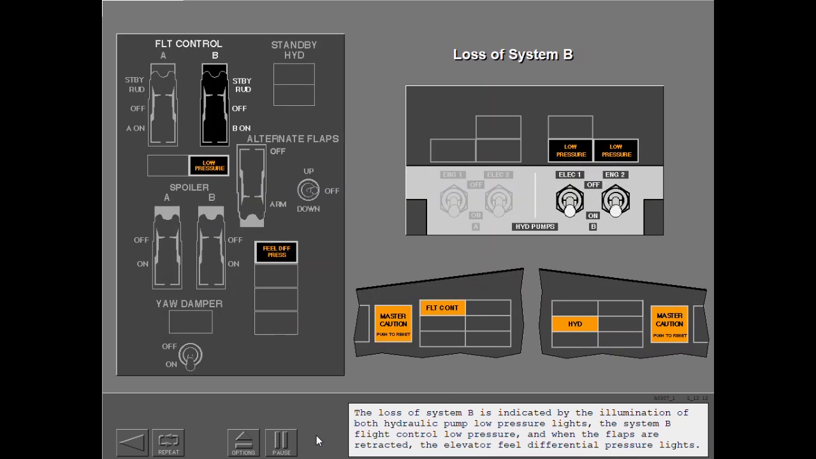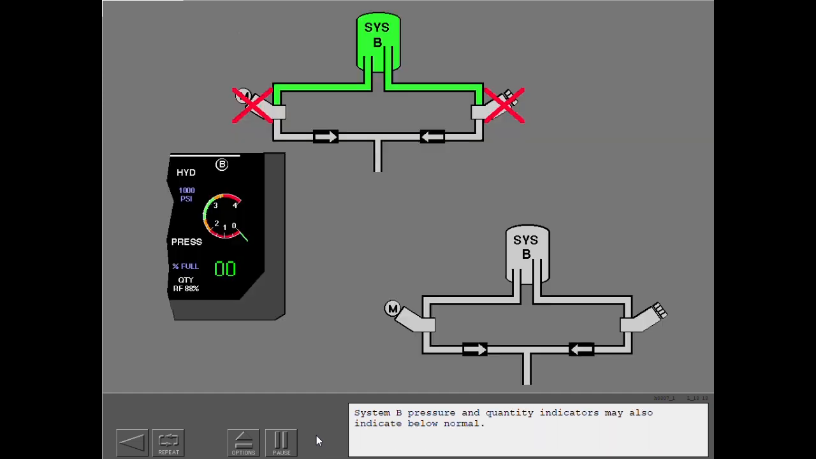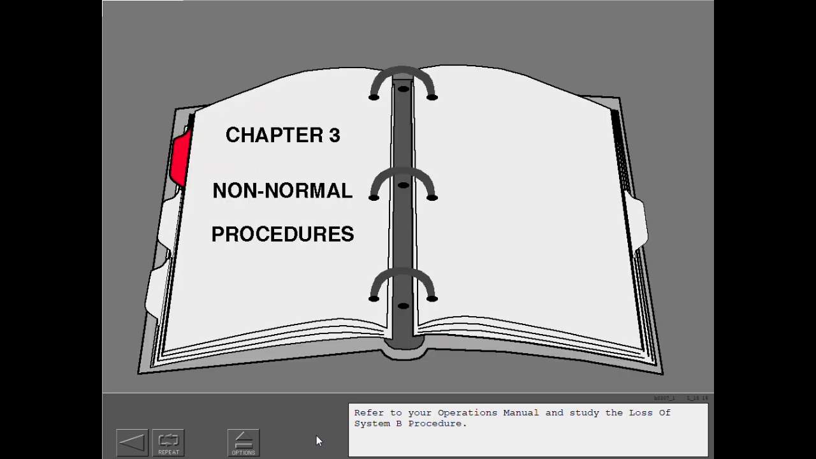The loss of System B is indicated by the illumination of both hydraulic pump low pressure lights, the System B flight control low pressure, and when the flaps are retracted, the elevator feel differential pressure lights. System B pressure and quantity indicators may also indicate below normal. Refer to your operations manual and study the loss of System B procedure.